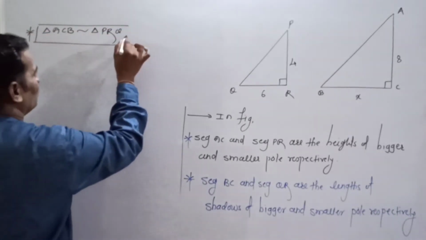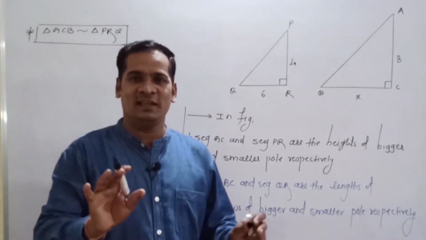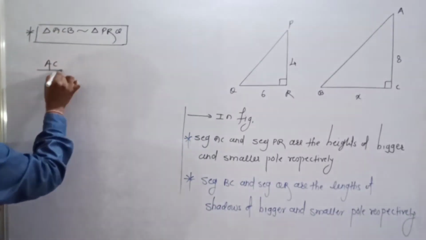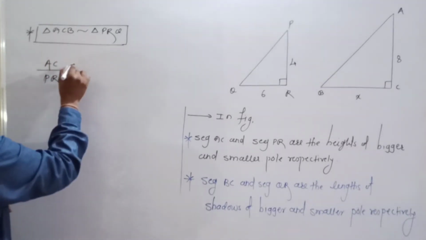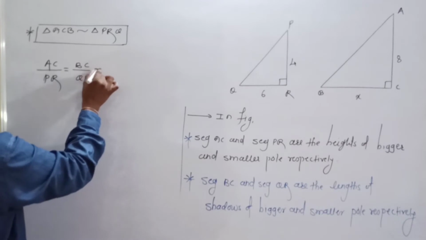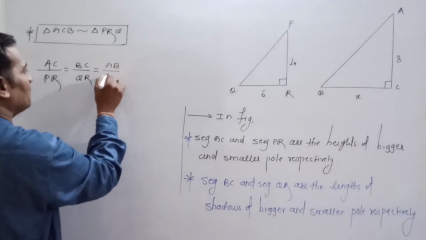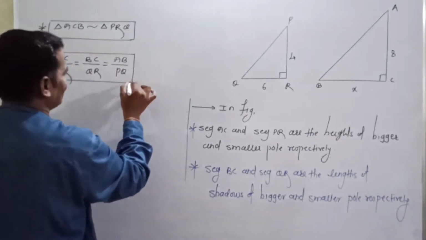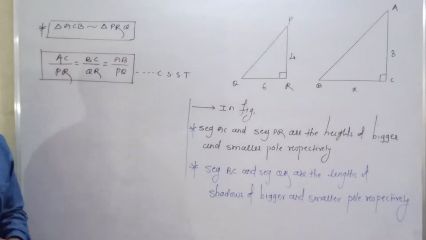And we know that if two triangles are similar, then corresponding sides are in proportion. So which are the corresponding sides? First side is AC upon PR. Now second side is CB, that means BC upon QR. Third side is AB upon PQ. And what is the reason? That reason is CSST, corresponding sides of similar triangles.